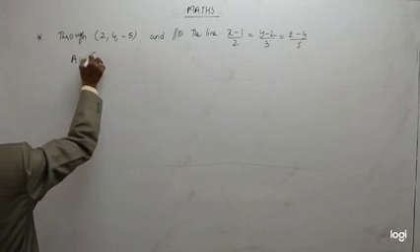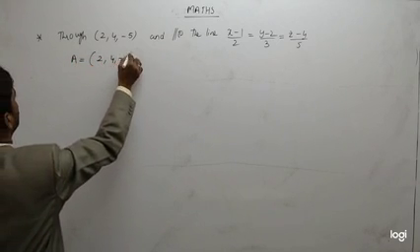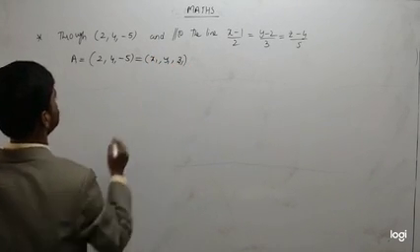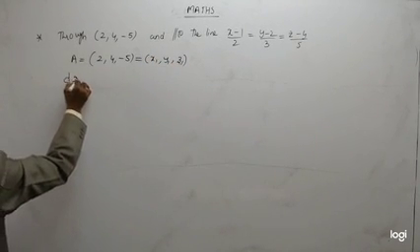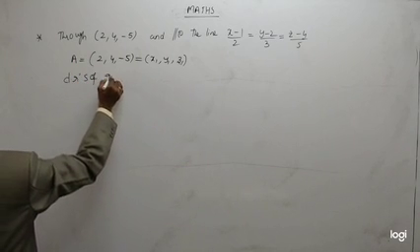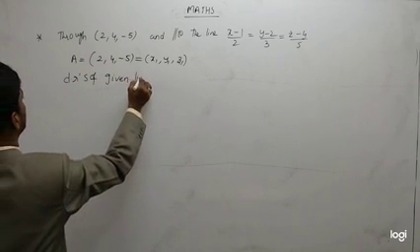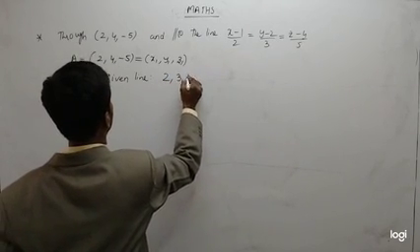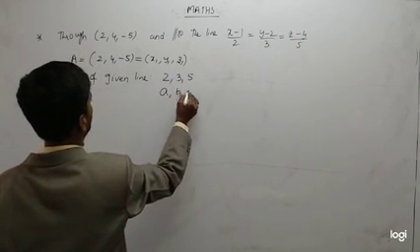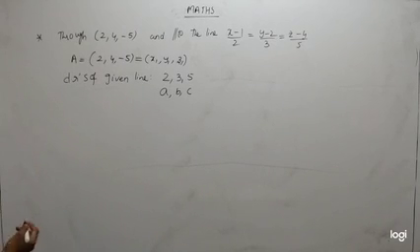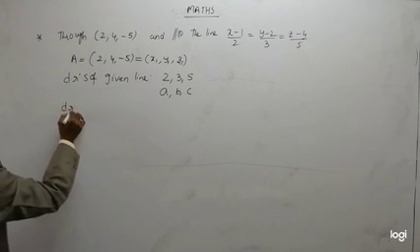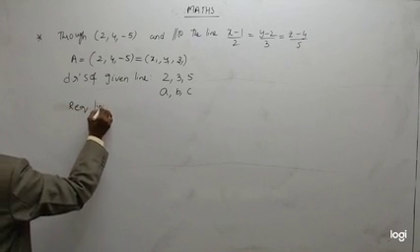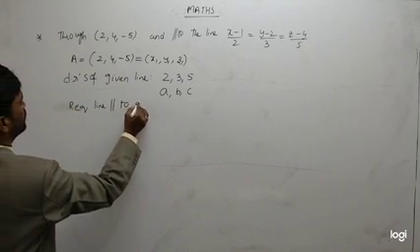Given point, say A is equal to (2, 4, minus 5), it is like x1, y1, z1. So the DRs of the given line: what are the DRs of the given line? 2, 3, 5. You denote them by A, B, C. So the DRs of the required line, parallel to the given line.